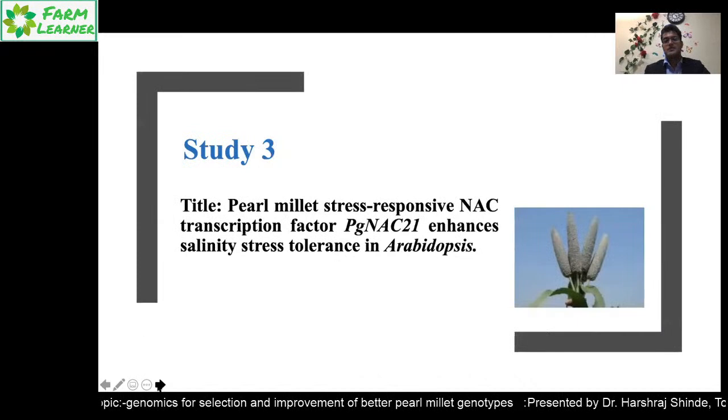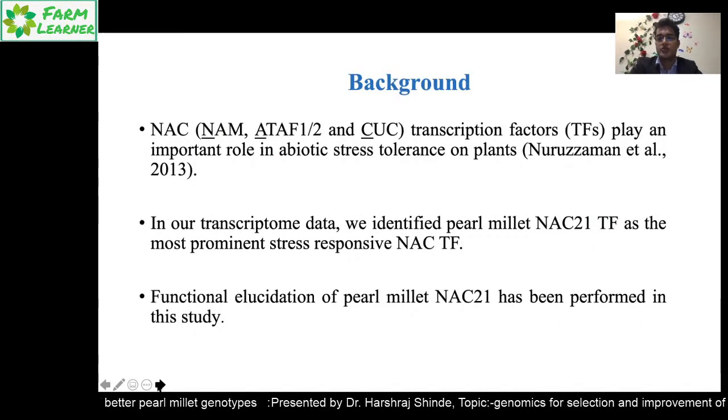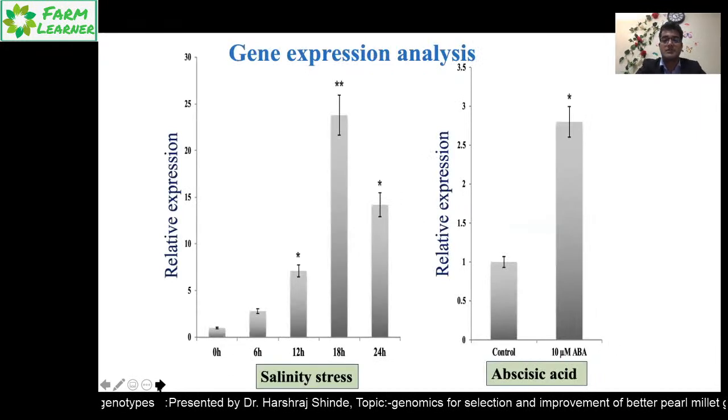Then in our final study, we studied the NAC transcription factor of pearl millet, that is PgNAC21, and we found that this NAC transcription factor enhances salinity stress tolerance in Arabidopsis. So this NAC21 we found in our RNA sequencing analysis. NAC is an important gene family, and here we performed the functional studies of this gene, NAC21.